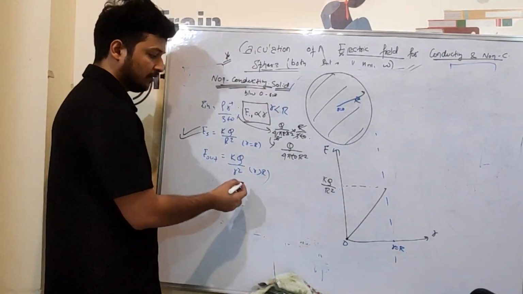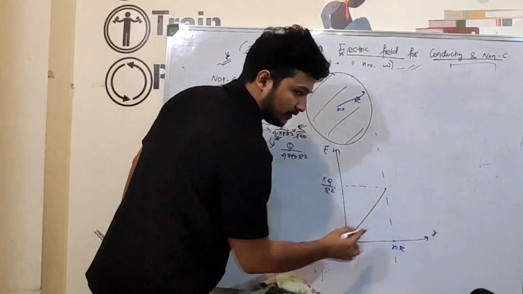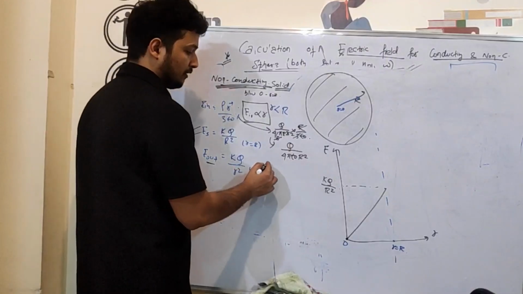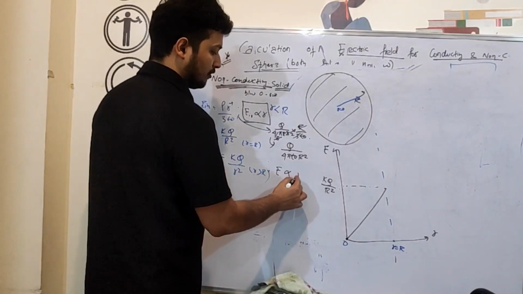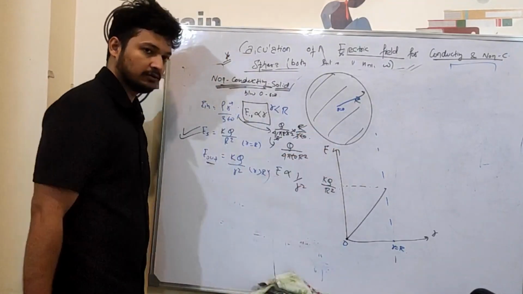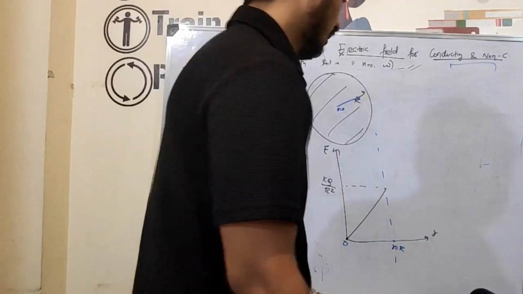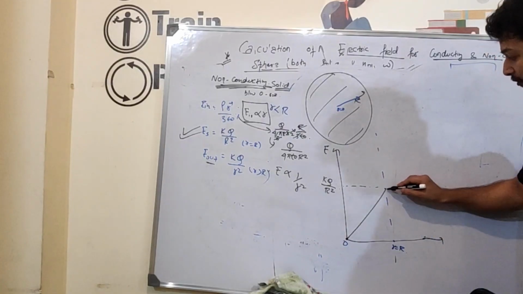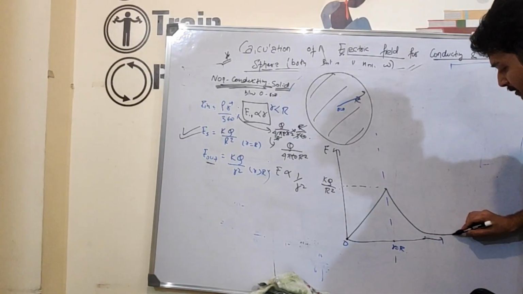Okay. What will be the variation of electric field outside? That means from R to, let's say, infinity. What will happen? Electric field outside will be inversely proportional to R square. That means it will have the graph of something like this.